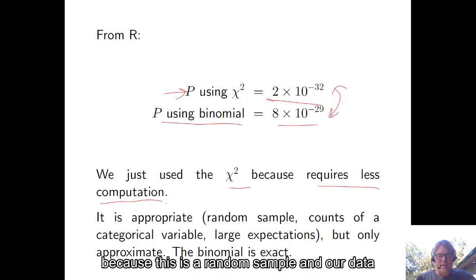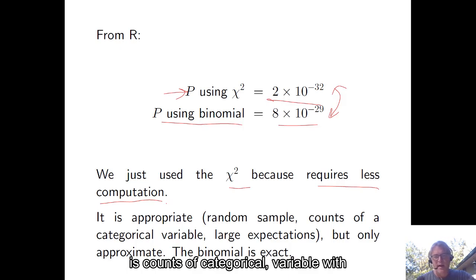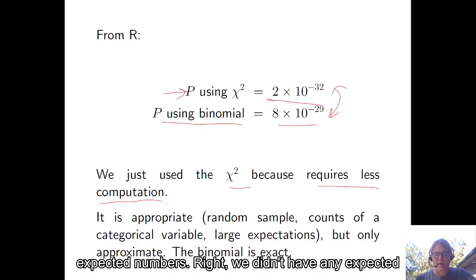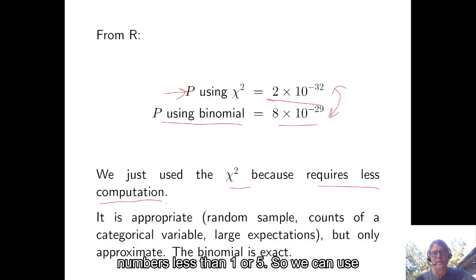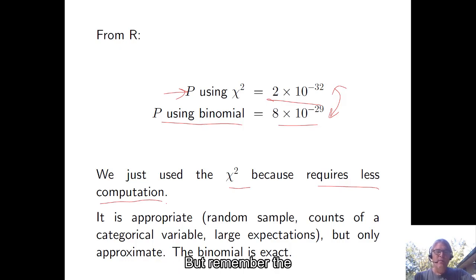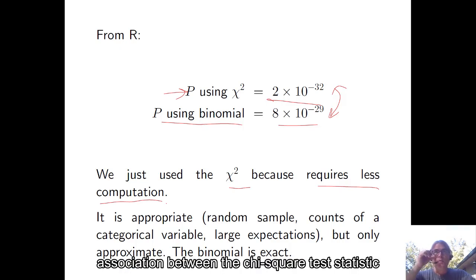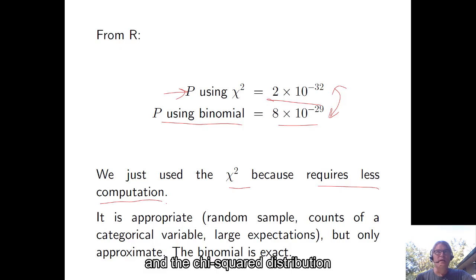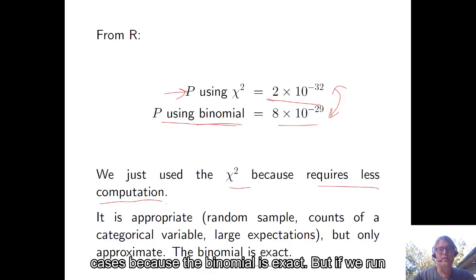It's appropriate because this is a random sample and our data is counts of a categorical variable with large expected numbers, right? We didn't have any expected numbers less than 1 or 5, so we can use the chi-square in this context. But remember, the association between the chi-square test statistic and the chi-square distribution is really only approximate until you get to enormous sample sizes. So we would prefer to use the binomial distribution in these contexts because the binomial is exact.